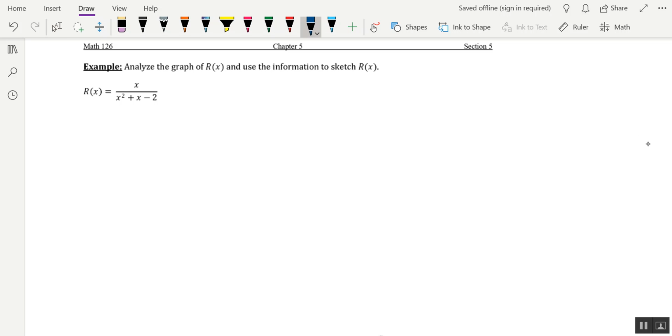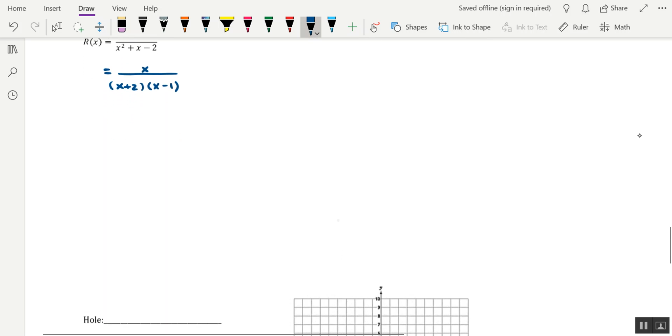So the first thing that you want to do is factor both the top and bottom if possible. You'll notice that the top is simply x, so that's not going to factor any further. The bottom is a quadratic function that does factor, and it factors as quantity x plus 2 times quantity x minus 1. Now you'll notice that none of the factors from the top cancel out with the factors in the bottom, so what that would mean is that there is no hole that we'll have to plot for this rational function.